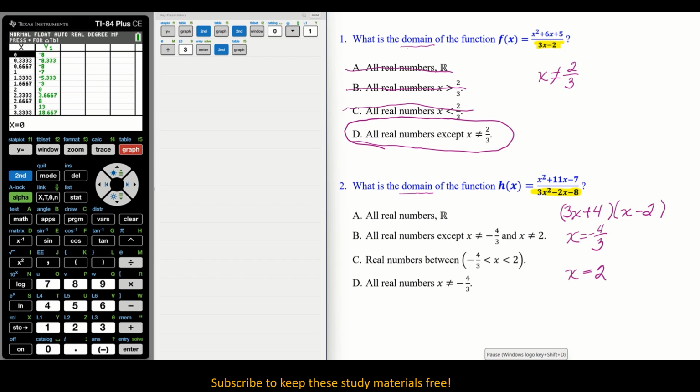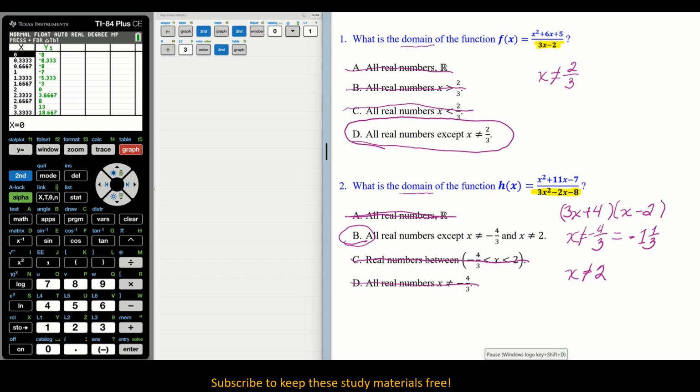What does this really mean? It means that x cannot equal 2, and x cannot equal negative 4 over 3, which actually equals negative 1 and 1/3, okay? Well, the only option that we have is B. Well, it can't be all real numbers. That's not going to work. And it can't be between those two values that we have. And it can't just be one of them.